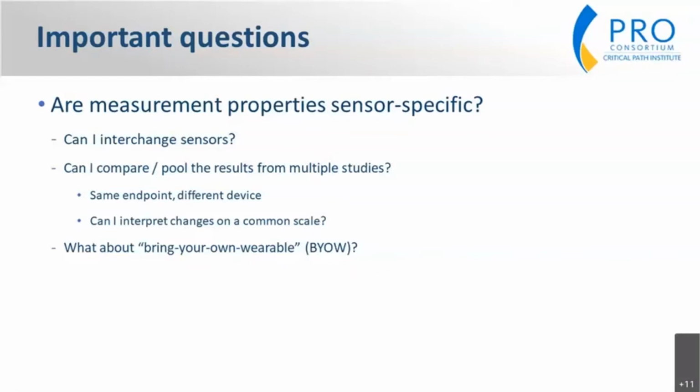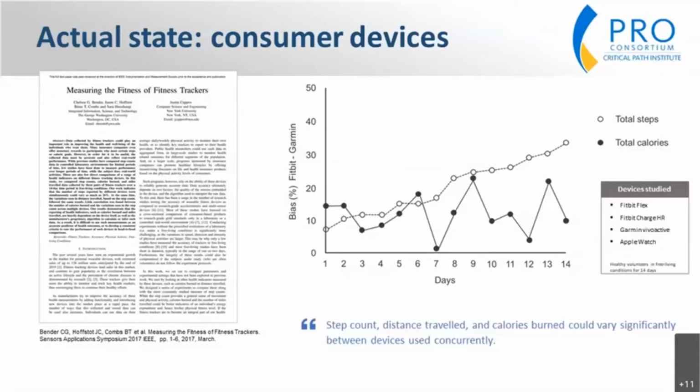And then what about bring your own device? Many people have their own activity monitors. Can they opt to share their data rather than wear the study device? Well, what do we know already? We know that consumer devices for activity monitoring can vary quite a bit in their measurements. This example from Bender and colleagues showed that step counts, distance travelled and calories burned could vary up to 30% between devices when you wore those devices concurrently. And they studied Fitbit, Garmin and Apple Watches.